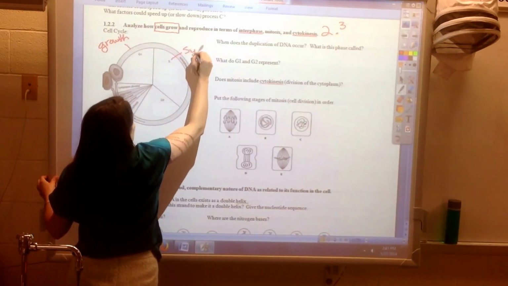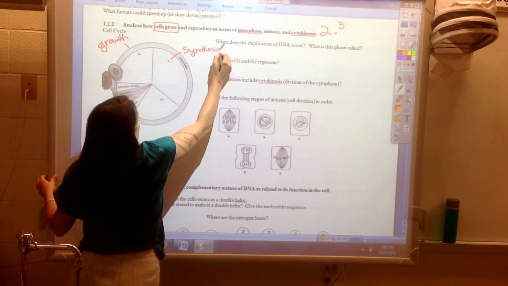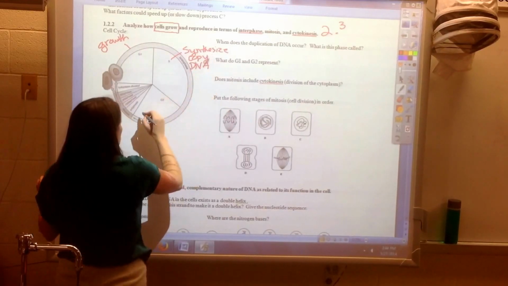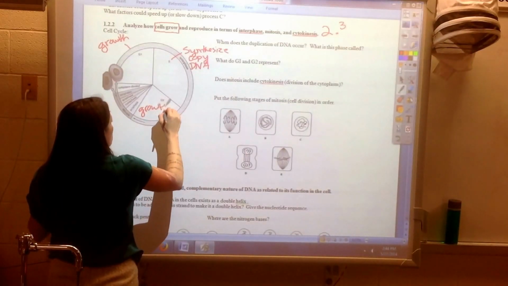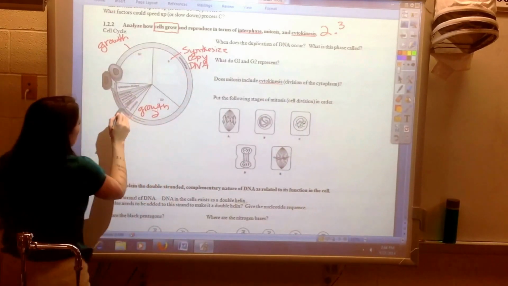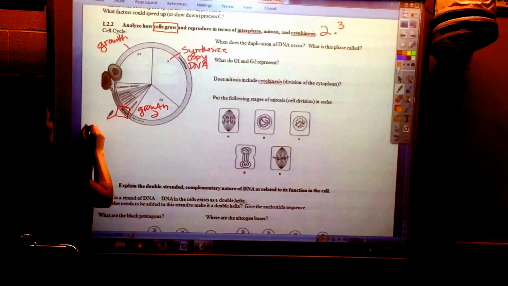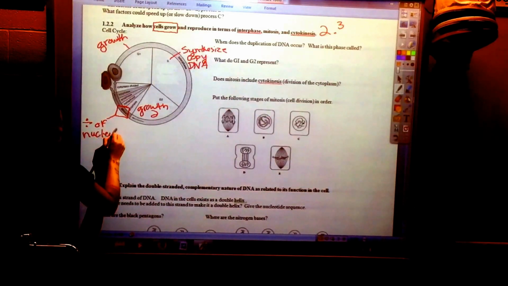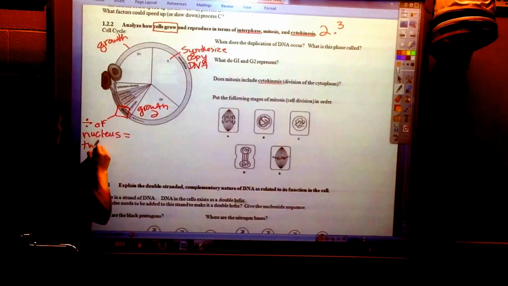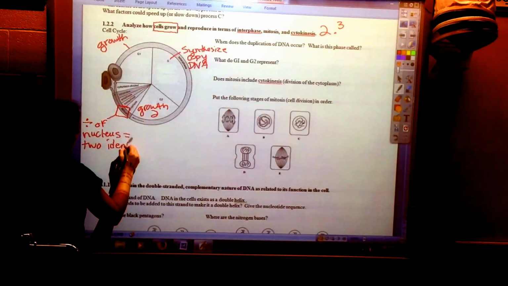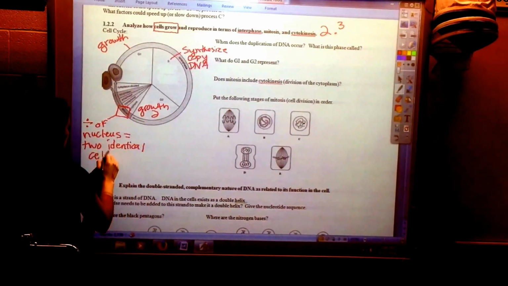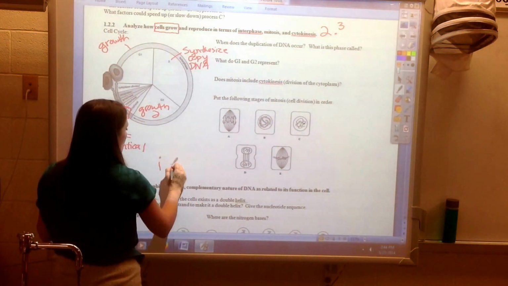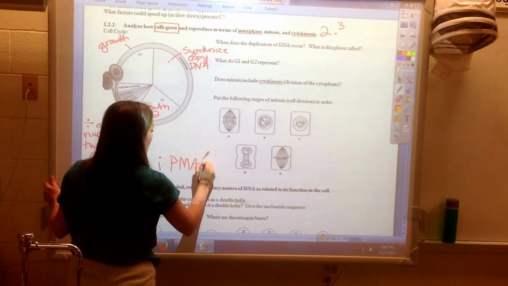S is when we synthesize or copy the DNA, and G2 is growth 2. Then we can actually undergo mitosis, which is the division of the nucleus to get 2 identical cells. And so if you remember, we actually talked about I, little I, P, mat, C.